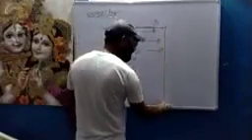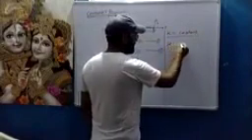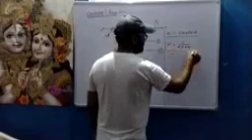So F is equal to K Q1 Q2 upon r square. K is the proportionality constant. Its value K is equal to 1 upon 4 pi epsilon naught.